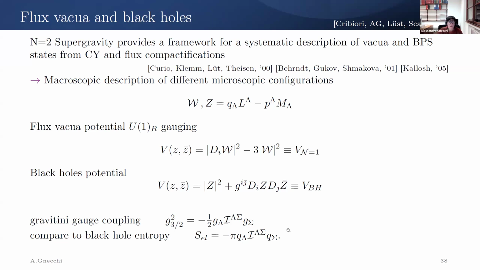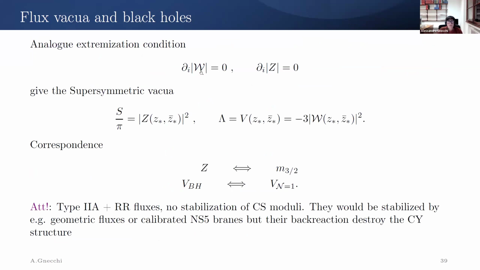Moreover, there are more relations between N=1 and N=2 supergravity. In N=1, we study vacua, like de Sitter vacua, and in N=2, I've showed you the black hole. The couplings are very similar. The gravitini, which are the spin-3/2 fields of supergravity, are coupled to the gauge fields through the same matrix of couplings, this curly I. The same way as the entropy of an electrically charged black hole is given by the combination of the black hole electric charges contracted with the same coupling. And the vacua of N=1 and the black holes of N=2 are obtained analogously via an extremization condition.